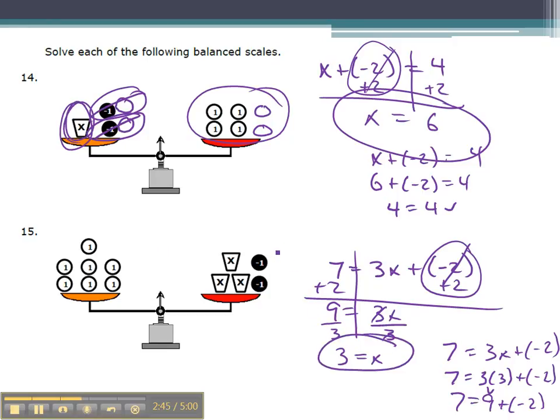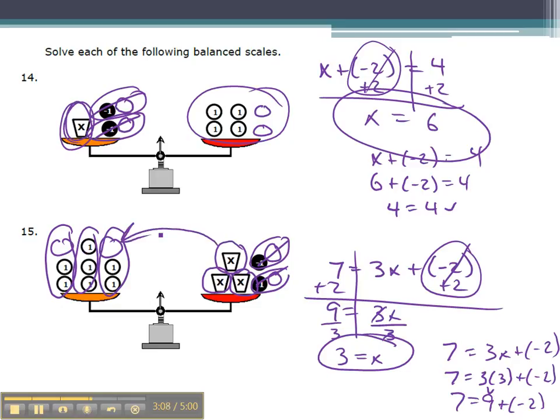If we were solving it with the model, we would solve it this way. Create 2 zero pairs by adding 2 positives here to get rid of these chips on this side. So we have to add 2 positives on this side. And then we want to know what 1x equals, not what 3x equals. So we need to break this up into 3 equal groups. If I sort the left side into 3 equal groups, there are 3 in each group. So each x equals 3 chips. That's the way you show division on a model, equal groups. So x equals positive 3.